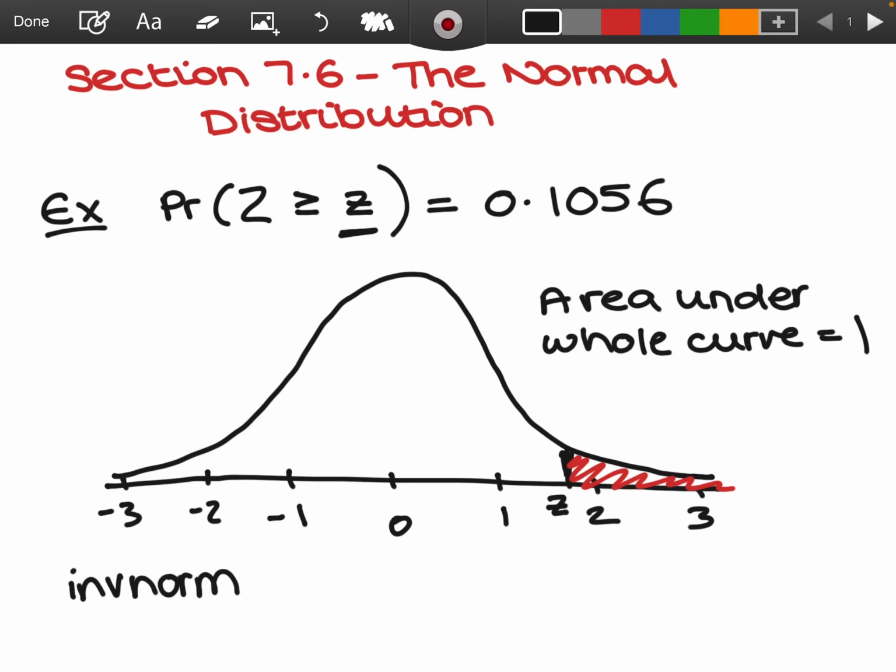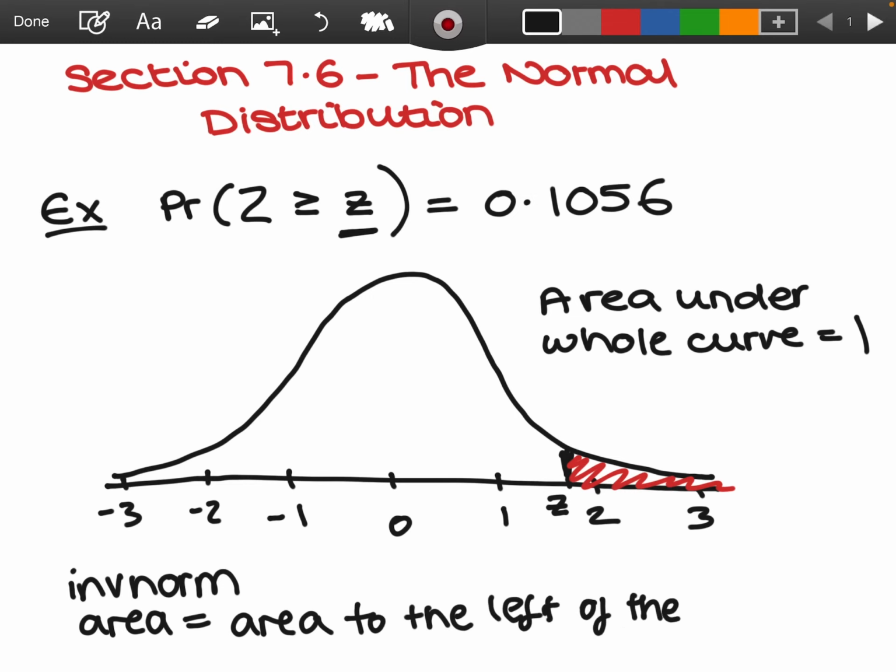At the moment, we know the area to the right of our value. We know the area above z. We need to find the area below z. You always plug in the area that is to the left of the value that you are trying to find. So the area for inverse norm is always the area to the left of the value that you are trying to find.